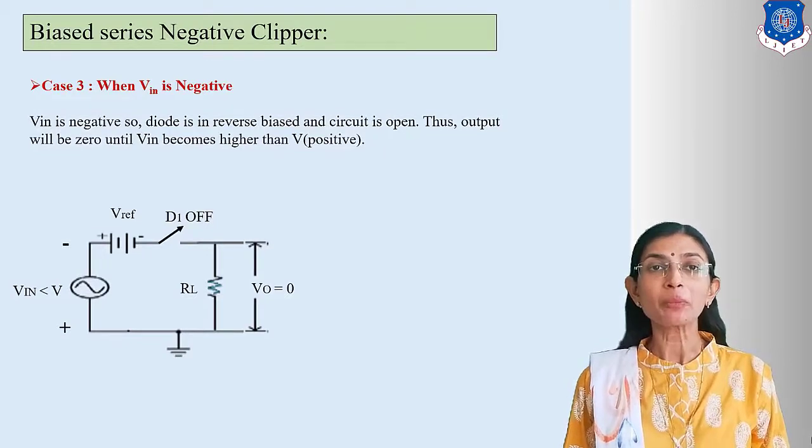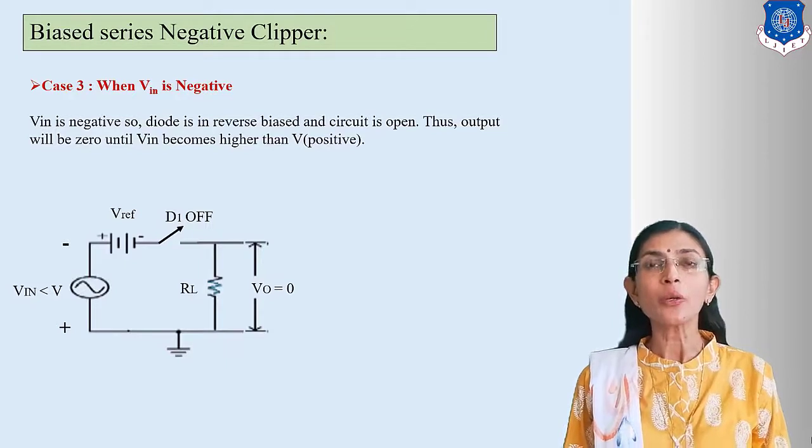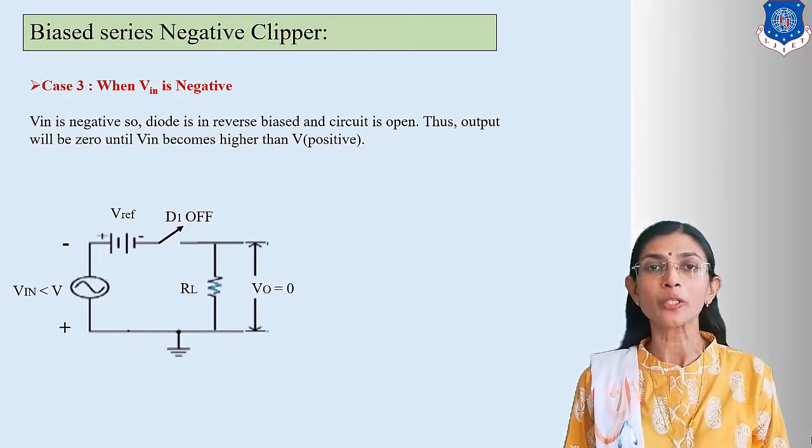Case 3, during the negative half cycle, when V input is negative, the input terminals become reversed. That means the input's top terminal is minus and the bottom terminal is plus. Even considering the effective V reference, the negative terminal is always connected with the diode's anode. And that's why for the continuous negative half cycle, the diode is off in reverse bias condition. So it will act as an open switch and show that the output across the load resistance is 0.